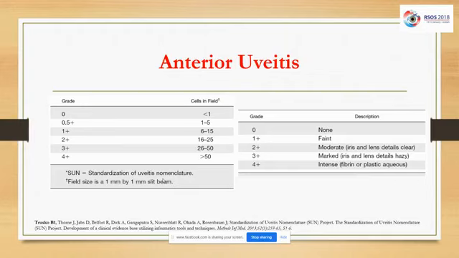According to the flare, if there is no flare, this will be grade 0. If there is a faint flare, this will be grade 1. If the iris and lens details can be clear, it's a moderate flare, plus 2. The marked flare, if the iris and lens details are hazy, will be plus 3. If there is fibrin or plastic aqueous and there is an intense reaction inside the eye, it will be plus 4.